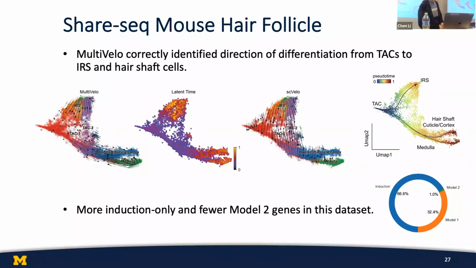It is very messy in the RNA-only prediction. In contrast, we see that this multi-view velocity result actually agrees very well with pseudotime based trajectory inference methods. This is the Chromatin result shown on the right. This is taken from the SHARE-seq paper. For this data set, we see a lot more induction only genes and fewer model 2 genes.